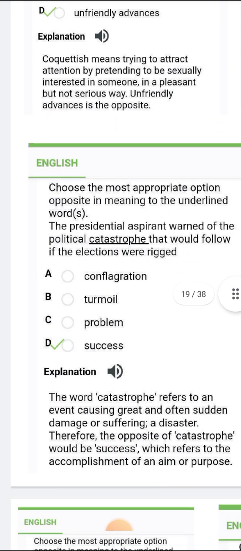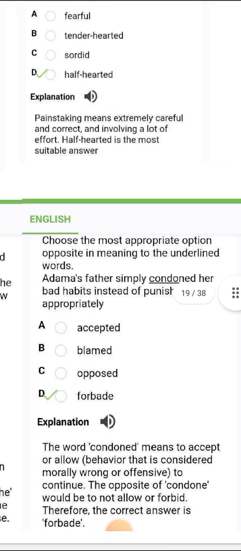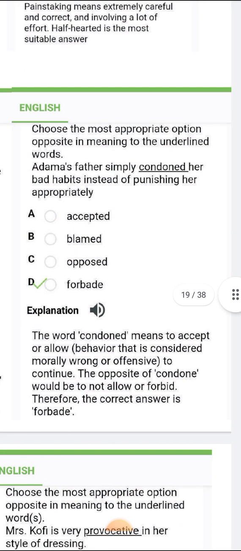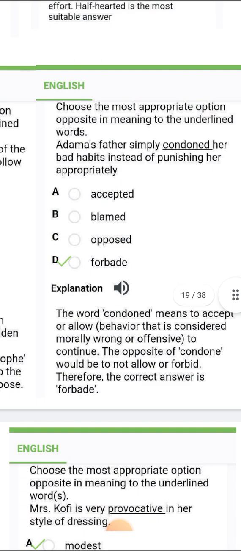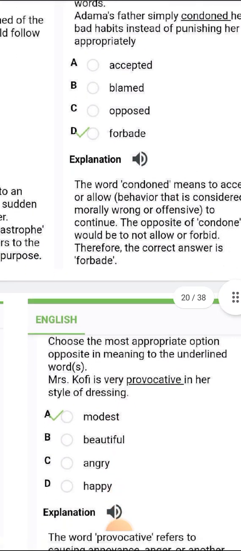Catastrophe, which is success. The word catastrophe refers to an event causing great and often sudden damage or suffering, a disaster. Therefore, the opposite of catastrophe will be success, which refers to the accomplishment of an aim or purpose. Condoned, which is forbade. The word condone means to accept or allow behavior that is considered morally wrong or offensive to continue. The opposite of condone will be not to allow, or forbid. Therefore, the correct answer is forbade.